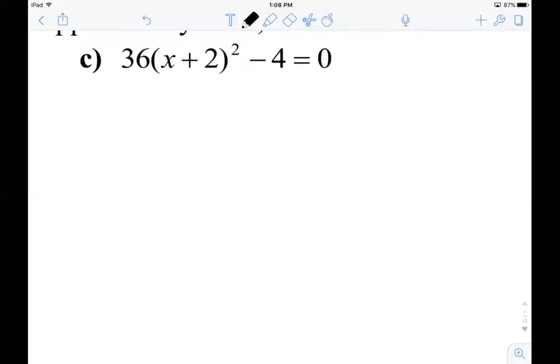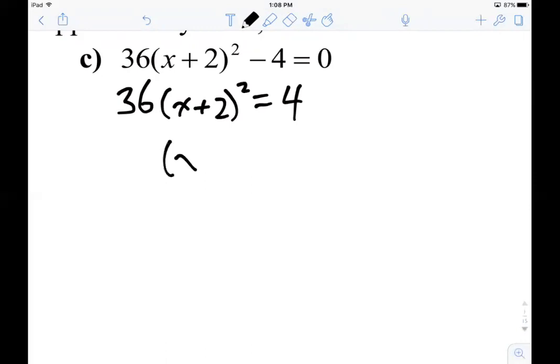Let's first get anything that's being added or subtracted on the left side, try and get rid of that. So I'll leave the 36 times (x plus 2) squared here, and it's equal to positive 4 on the other side. Now I'm going to divide both sides by whatever's attached to my bracket. So (x plus 2) squared, I've divided away the 36, and now I take 4 and I divide it by 36, and I could write it down as a decimal, but it actually works out to a nice simplified fraction of 1 over 9.